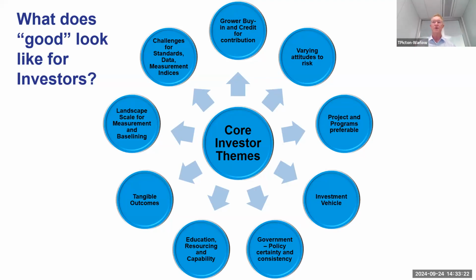The project and programs are preferable. That's the way they think. They think about very constrained scope. They want to make sure that everything is measurable, that there's a budget, that there's a timeline, that there's milestones, and there's deliverables. So they want to see it managed in that way.